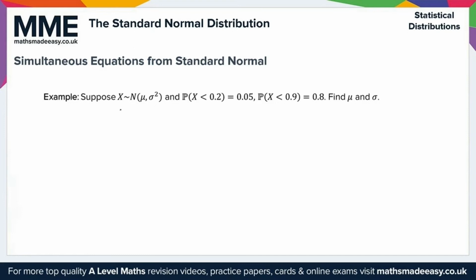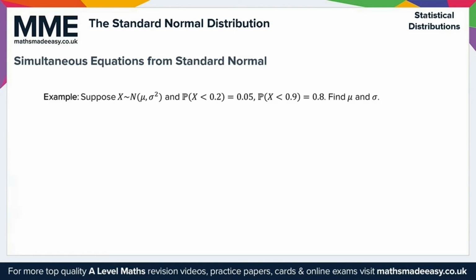Suppose x is a normal distribution with parameters mu and sigma squared. We're told the probability of x being less than 0.2 is equal to 0.05, and the probability that x is less than 0.9 is equal to 0.8. And we want to find mu and sigma.